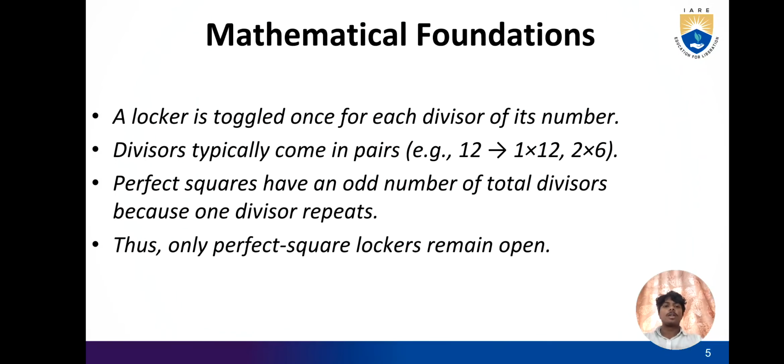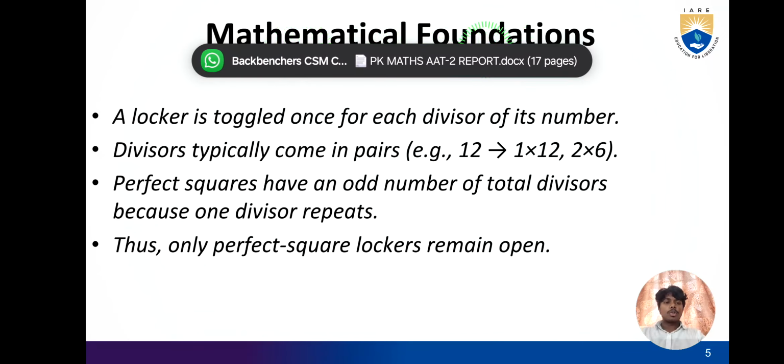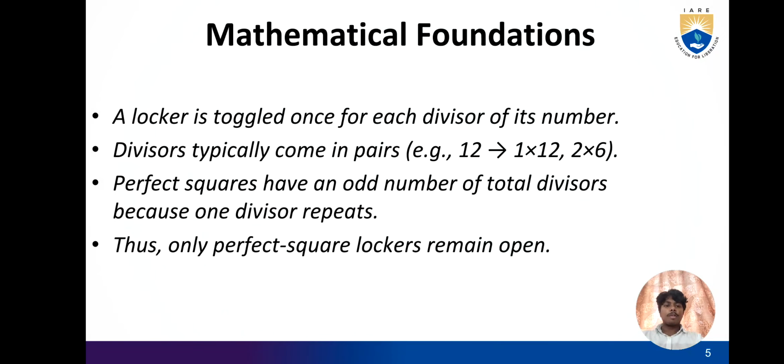Moving on to the next slide, the mathematical operations. A locker is toggled once for each divisor of its number. Divisors typically come in pairs. For example, 12: 1 times 12 or 2 times 6. Perfect squares have an odd number of total divisors because one divisor repeats. Thus, only perfect square lockers remain open.